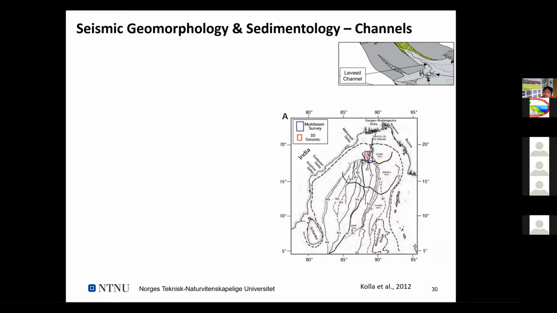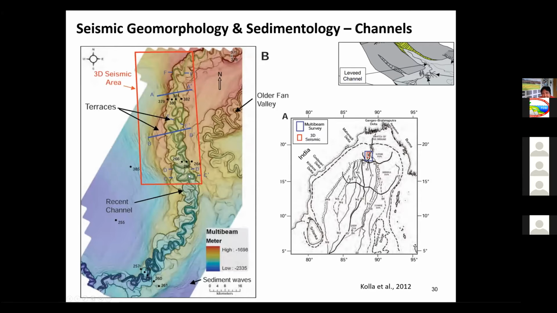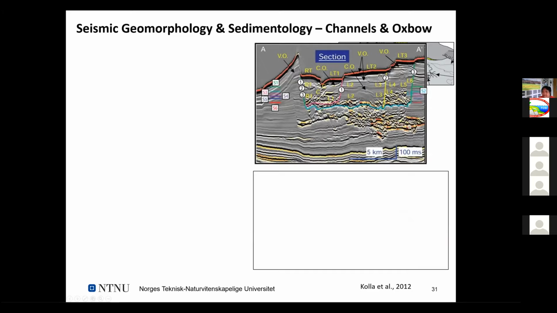This is from offshore India. It's from Kolla 2012, where he mapped this. I think this is one of the best meandering channels that has been mapped. So we can see here, this is one of the cross sections crossing that channel.